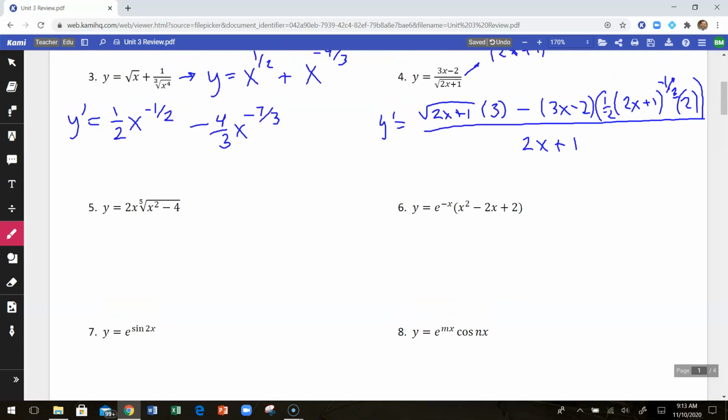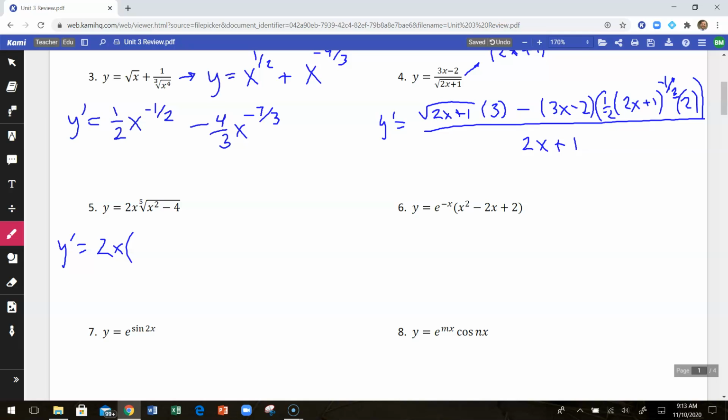Number 5, we have, again, a product here. So we're going to use the product rule, but we are going to have a chain here. This 5 is a 5th root. So it's 2x times the 5th root of x squared minus 4. So we're going to start with the product rule, which says to do the first times the derivative of the second. Now the derivative of the second, again, it's going to be similar to how we did the derivative of the bottom on number 4.